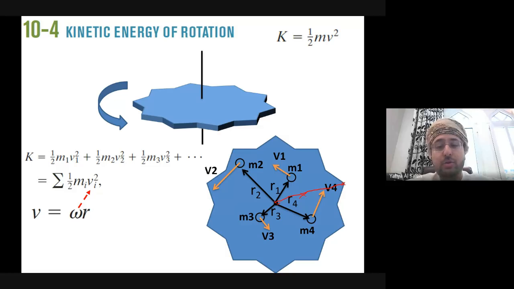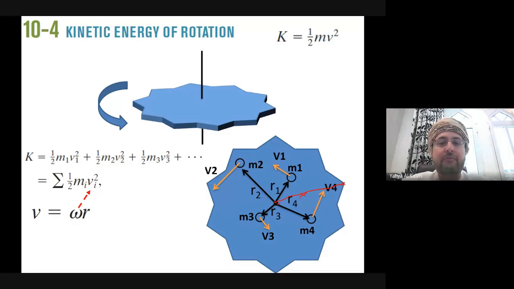Now, what I can do, if I have a lot of time on my hands, is take all the points. I can take the sum of the kinetic energy of all the points and add them all up. And I will end up with the sum of half m_i v_i squared. Now, the problem is if I have a big chunk of something, how many points do I take? It will be an infinite number of points.